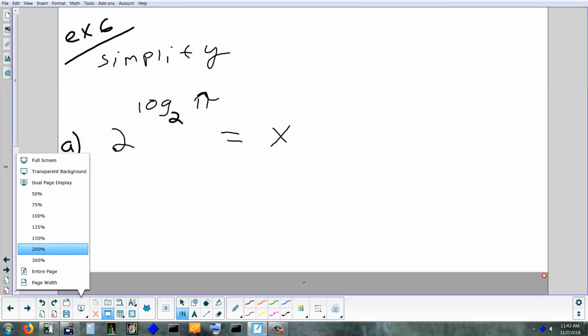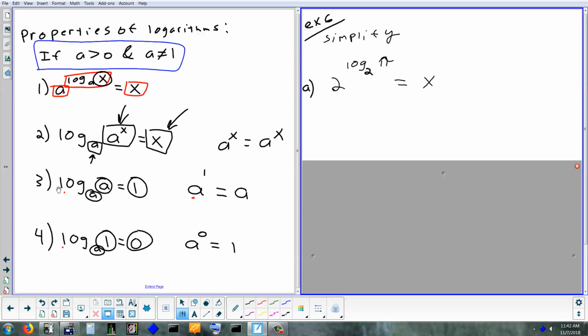All right, so let's see if we can simplify that using one of our properties. So I've numbered the properties 1 through 4. That's not really important, just to reference them. Which log property does that one look similar to? 1, 2, 3, or 4?